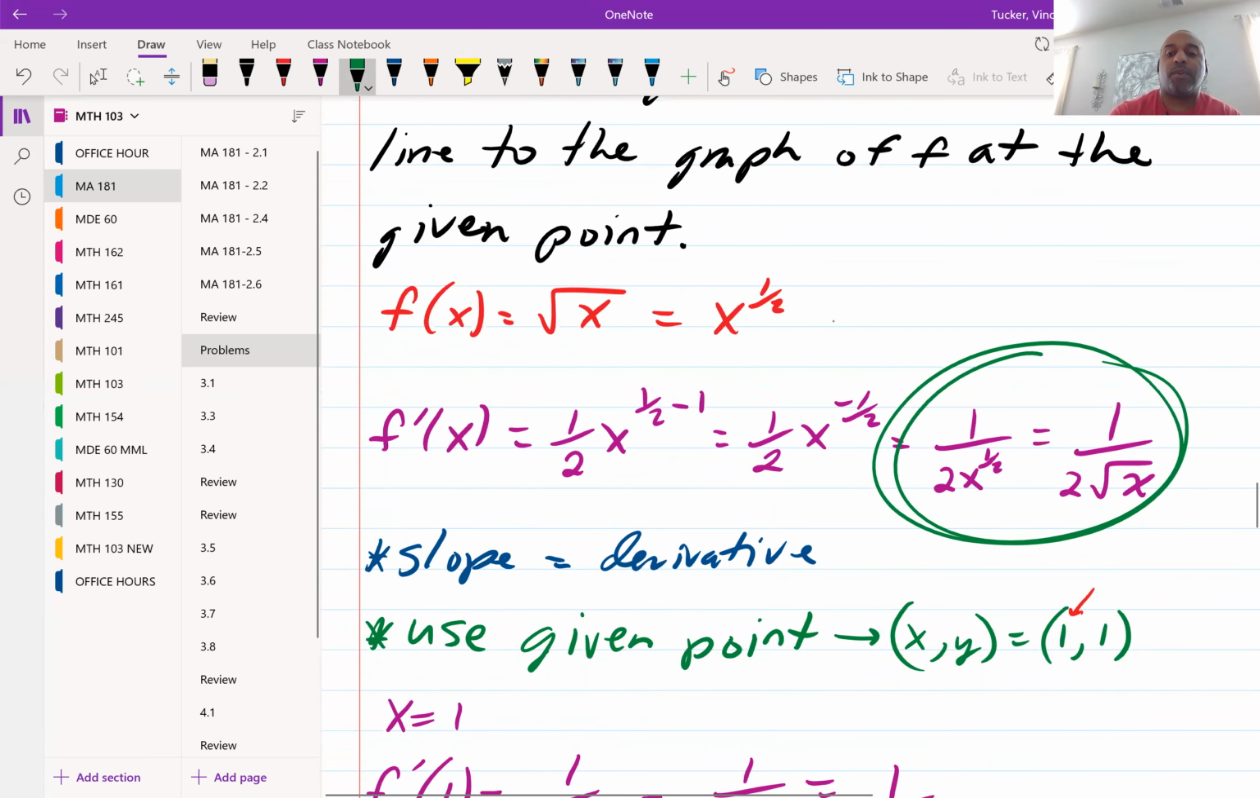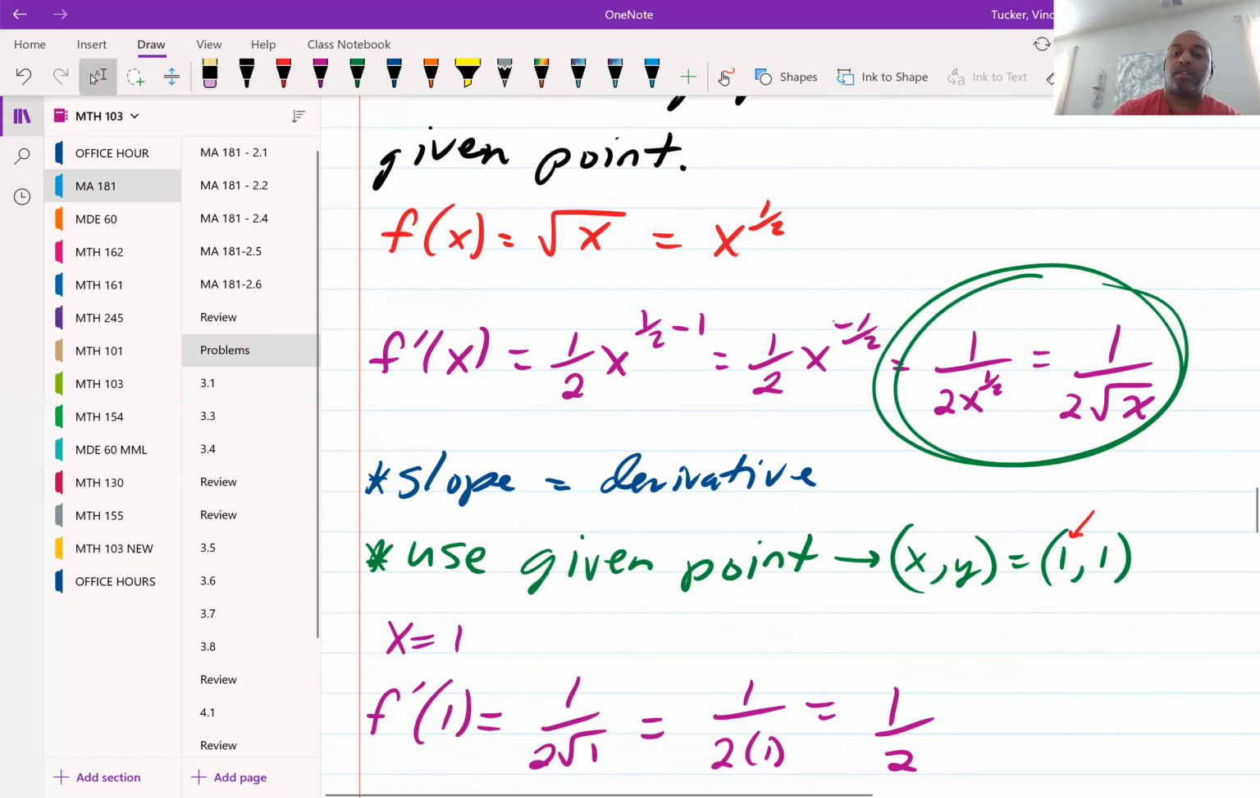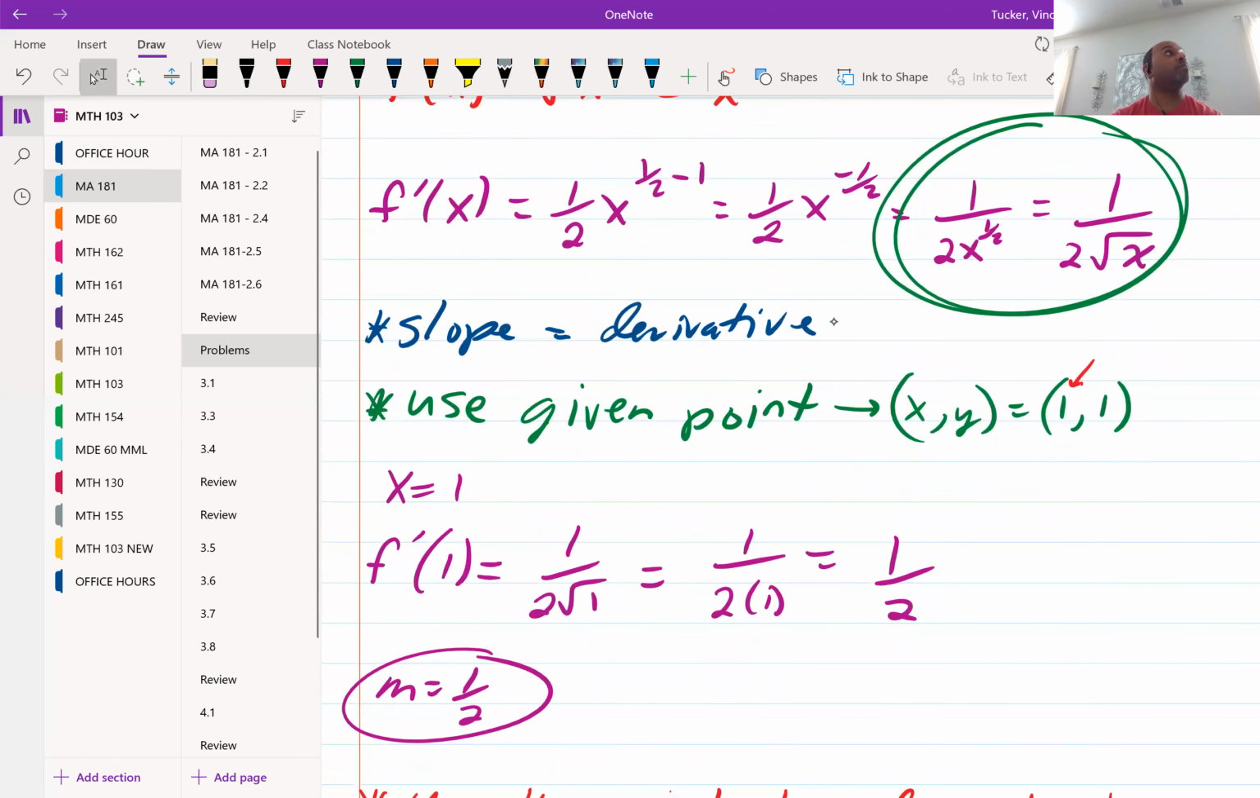So use the given point. They gave us the point (1, 1). Don't forget that's x and y. I'm going to use the x from that ordered pair and plug it into my derivative. So that's 1 over 2 times the square root of 1. Square root of 1 is 1. So 1 over 2 times 1 is just 1 over 2. 1/2 is my slope.